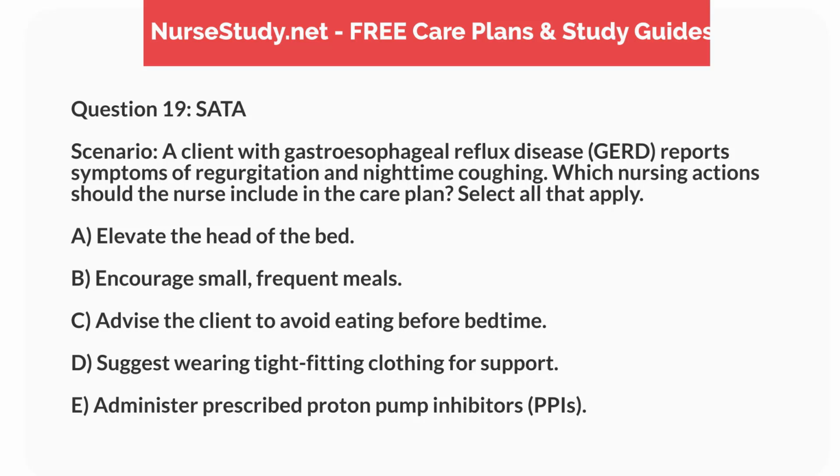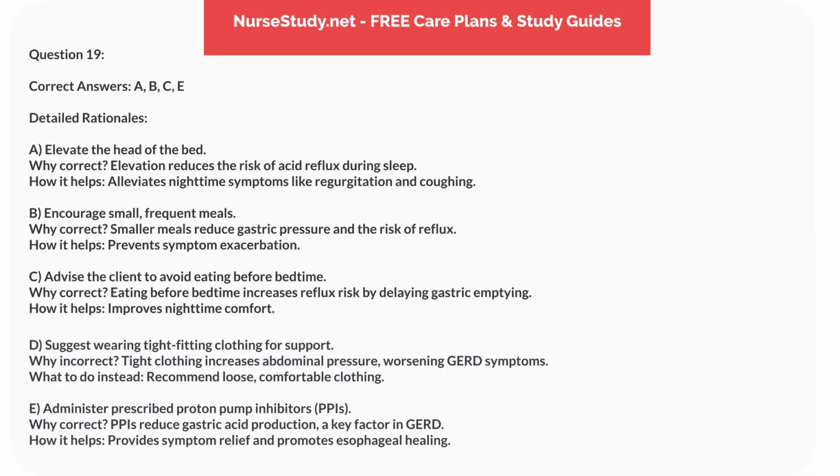Question 19, SATA. Scenario: a client with gastroesophageal reflux disease, GERD, reports symptoms of regurgitation and nighttime coughing. Which nursing actions should the nurse include in the care plan? Select all that apply. A. Elevate the head of the bed. B. Encourage small, frequent meals. C. Advise the client to avoid eating before bedtime. D. Suggest wearing tight-fitting clothing for support. E. Administer prescribed proton pump inhibitors, PPIs. Correct answers: A, B, C, E.